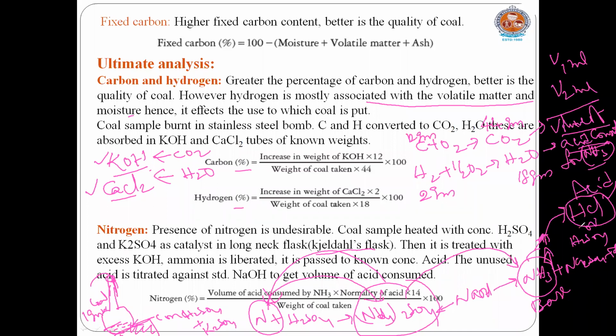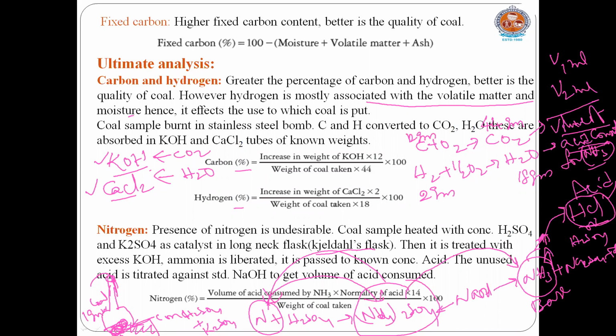The acid normality we take is mostly 0.1 normality, so 0.1 normality into 14, the atomic weight of nitrogen, divided by the weight of the coal taken in the burning process in concentrated sulfuric acid, into 100. Then we get the percentage of nitrogen content.